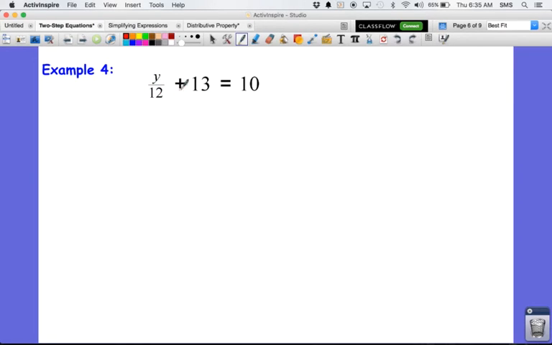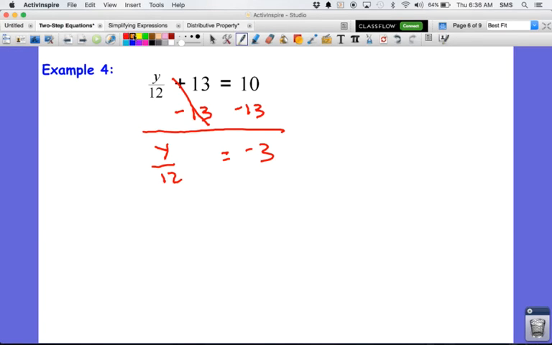So I have y over 12 plus 13. In order to get rid of a positive 13, I'm going to subtract it from both sides. This goes away. 10 minus 13 is negative 3, so we still have to be careful about our addition and subtraction rules. And this y divided by 12 is still here. It hasn't gone away yet. Now I have y divided by 12 equals negative 3.